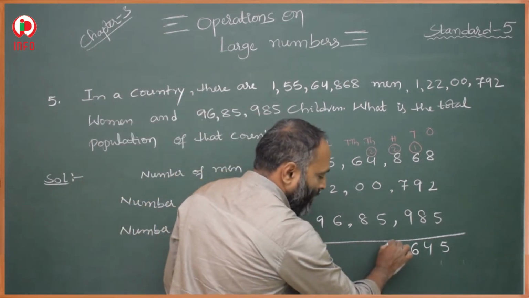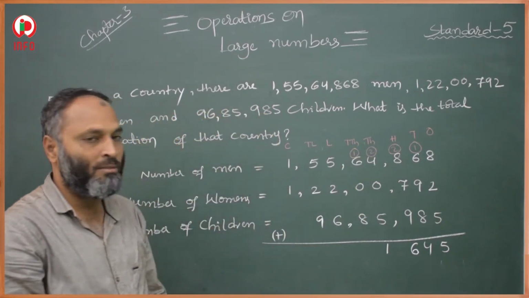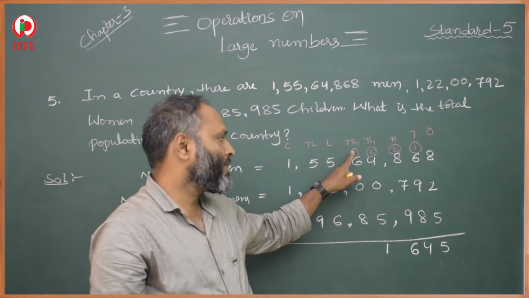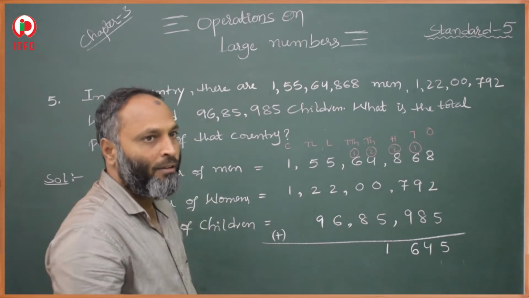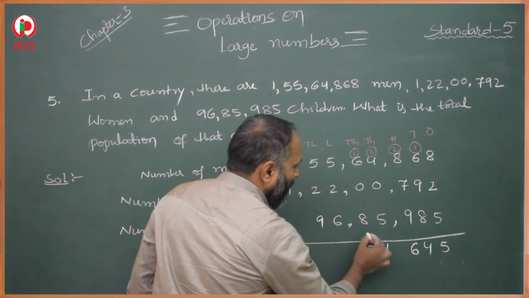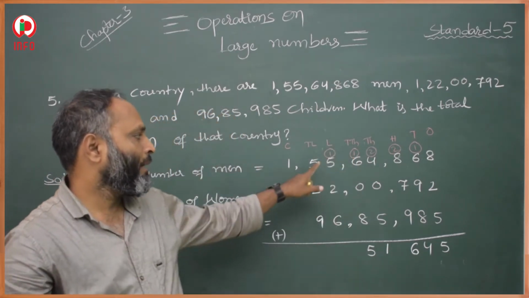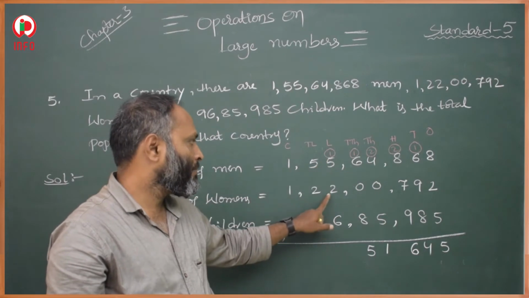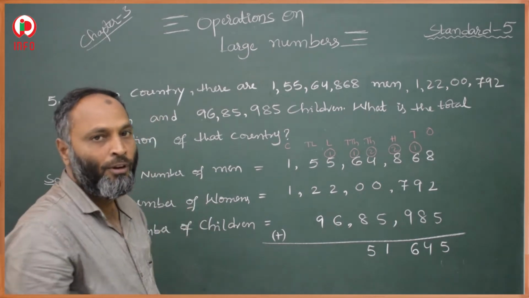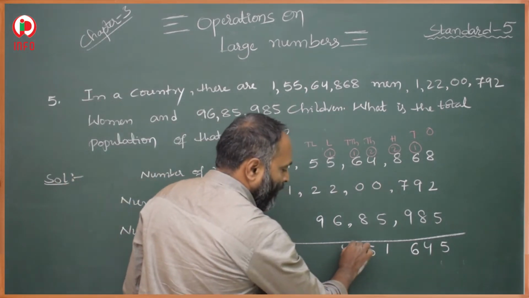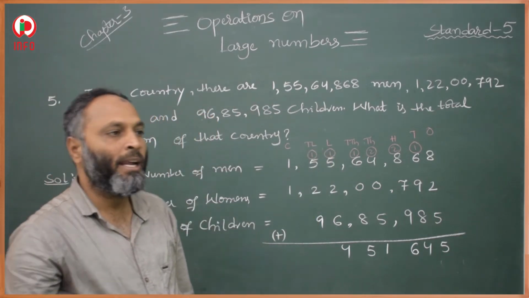In 11, 1 is here and one more 1 goes to the very next place value, that is the 10,000s place. Then 6 plus 1, 7. 7 plus 8, 15. In 15, 5 here and 1 goes to the very next place, that is the lakhs place. Then 5 plus 1, 6. 6 plus 2, 8. 8 plus 6, 14. 14 is a double digit number, 4 here and 1 goes to the very next place, that is the 10 lakhs place.